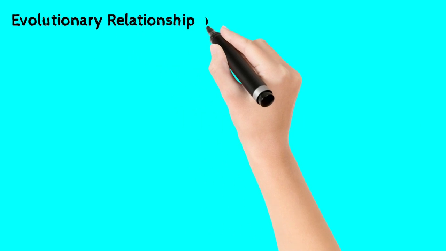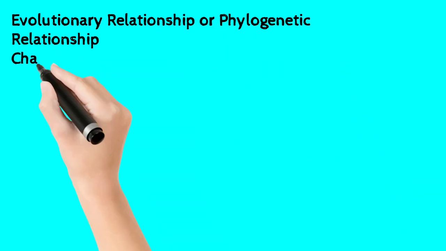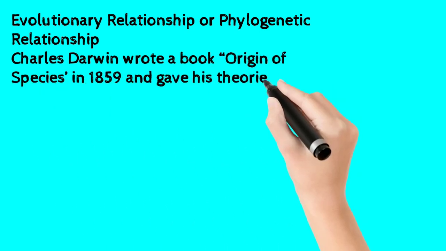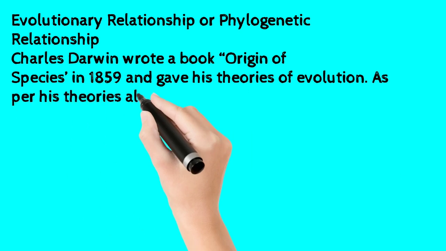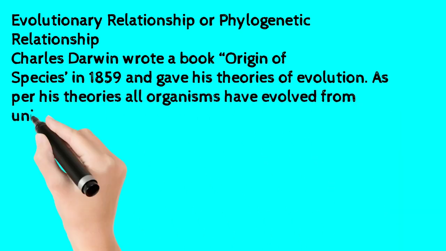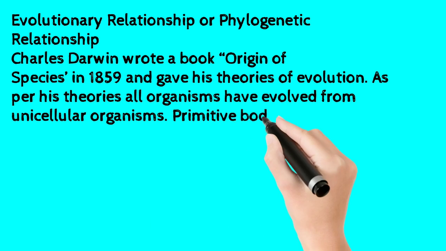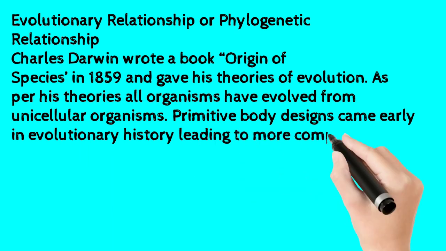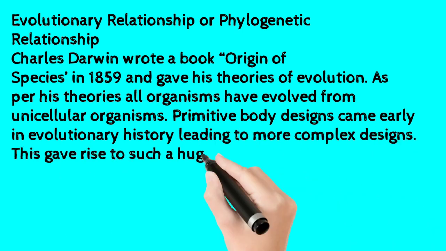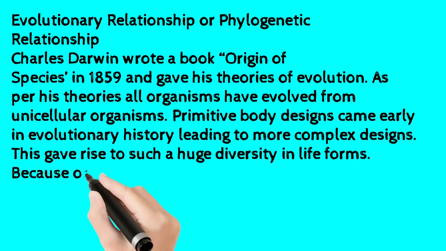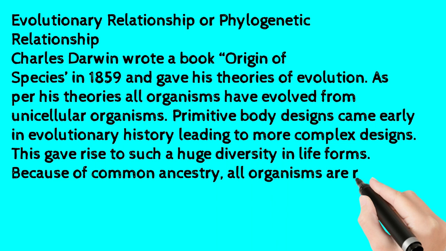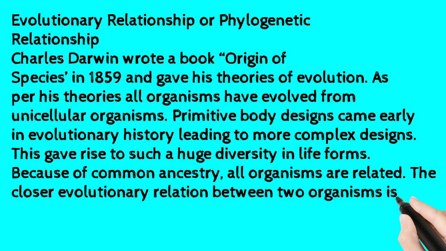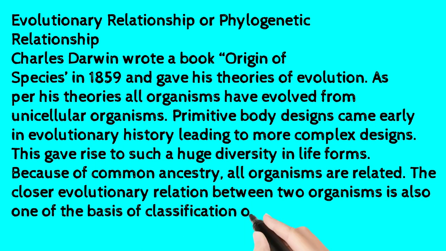Evolutionary relationship or phylogenetic relationship. Charles Darwin wrote a book, Origin of Species, in 1859 and gave his theories of evolution. As per his theories, all organisms have evolved from unicellular organisms. Primitive body designs came early in evolutionary history, leading to more complex designs. This gave rise to such a huge diversity in life forms. Because of common ancestry, all organisms are related. The closer evolutionary relation between two organisms is also one of the bases of classification of organisms.